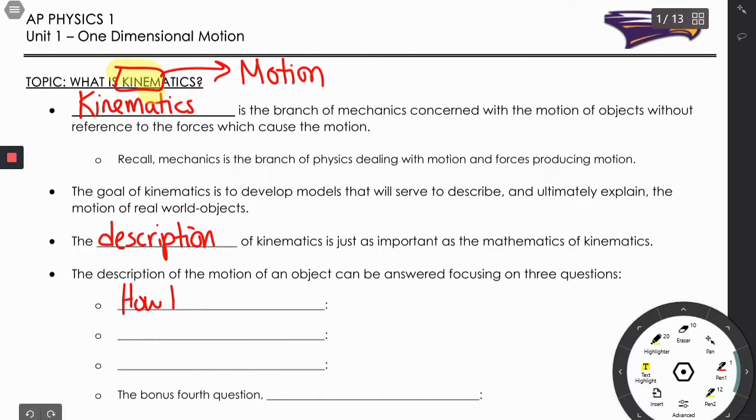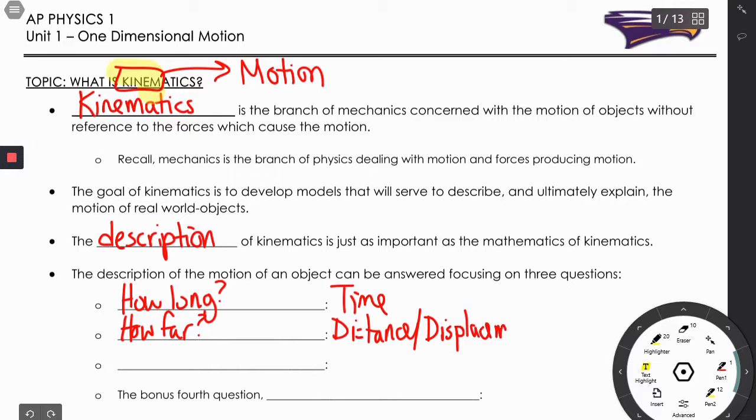Okay? How long does it take, which is answered by time? How far does an object travel, which actually has two answers, and we'll get into the reasoning behind the two answers in a second. The first is distance, the second is displacement. And then the last of the major ones, because there is that fourth bonus question, is how fast. And much like how far, it actually has two answers, which are speed and velocity.